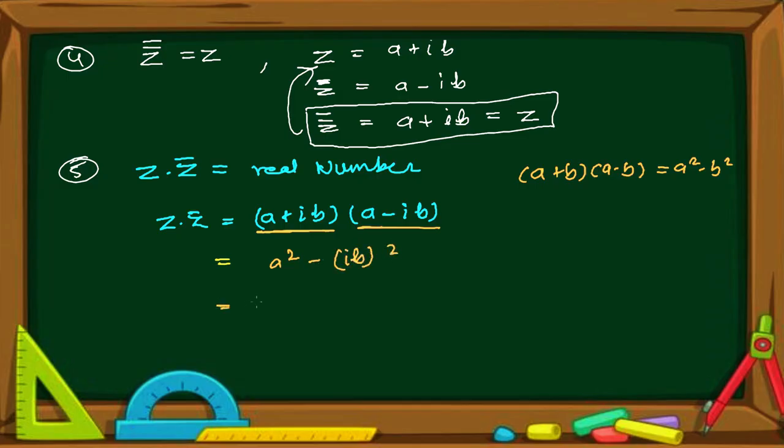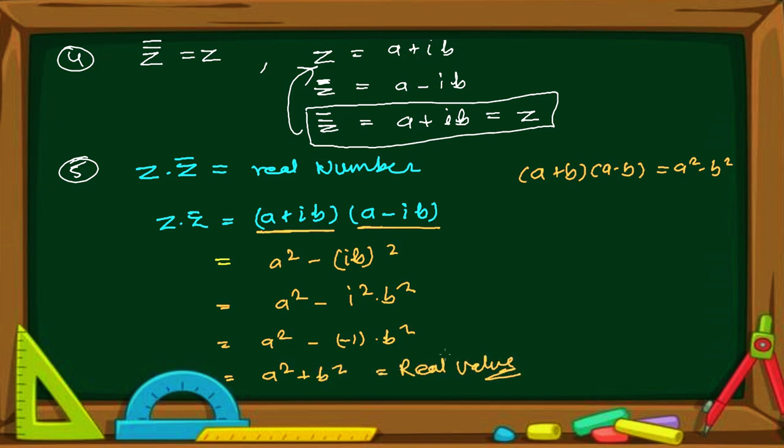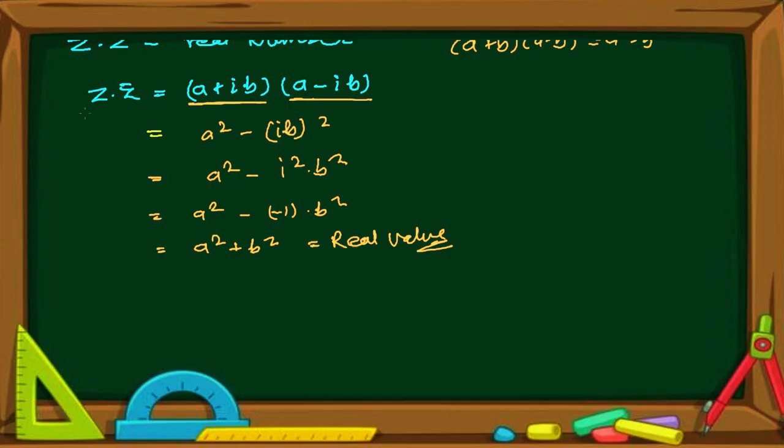So what are you going to get? You're going to get a squared minus i squared b squared. It's a squared, and the value of i squared is minus 1. So it's minus 1 times b squared. So you're going to get a squared plus b squared, which is a real number. So from here, what did you understand? That whenever you multiply a complex number with its conjugate, then you are going to get a real value. Keep in mind that this is a little important.